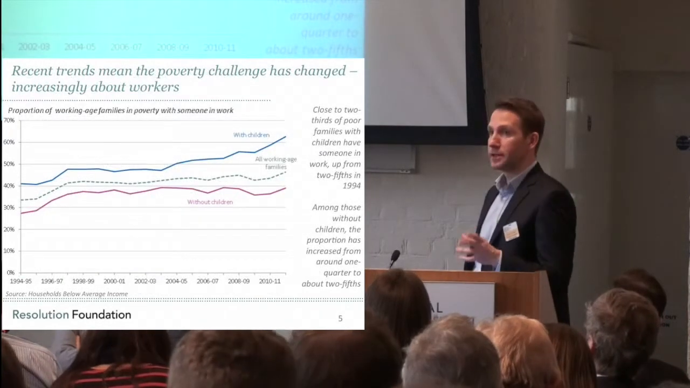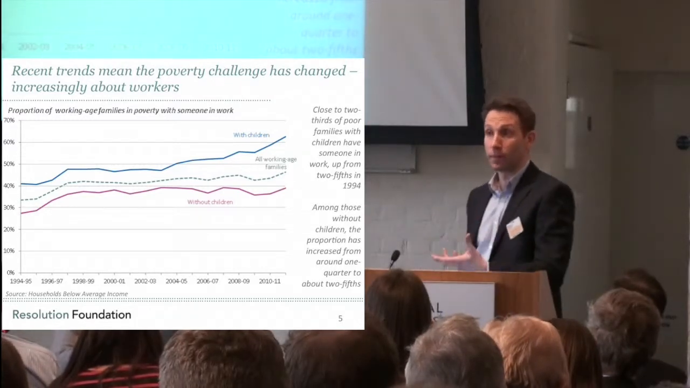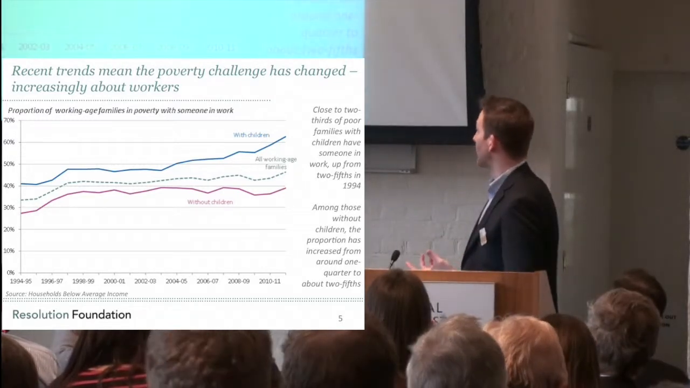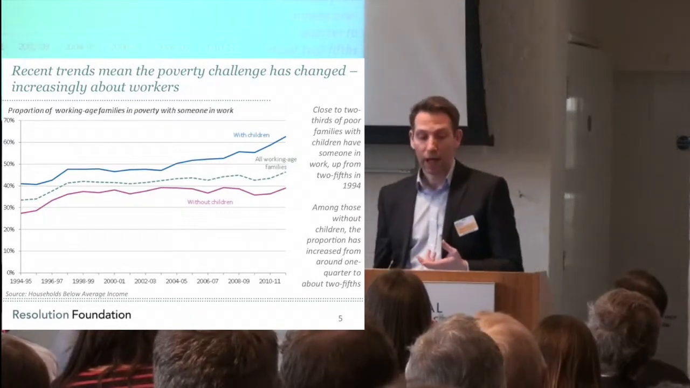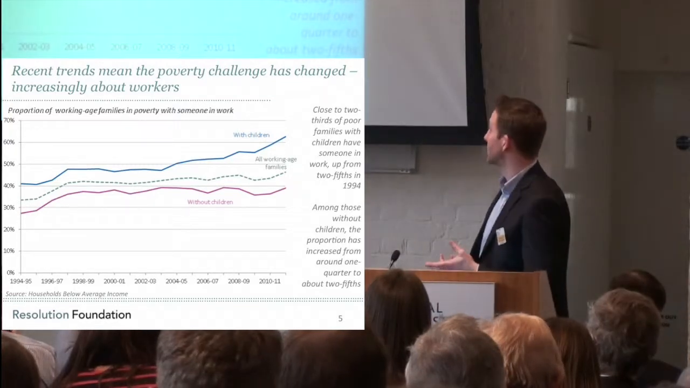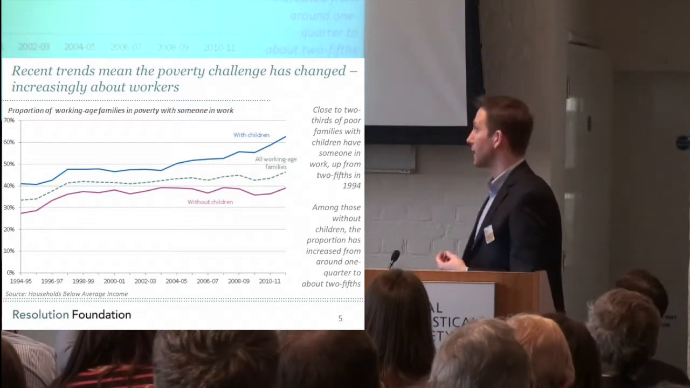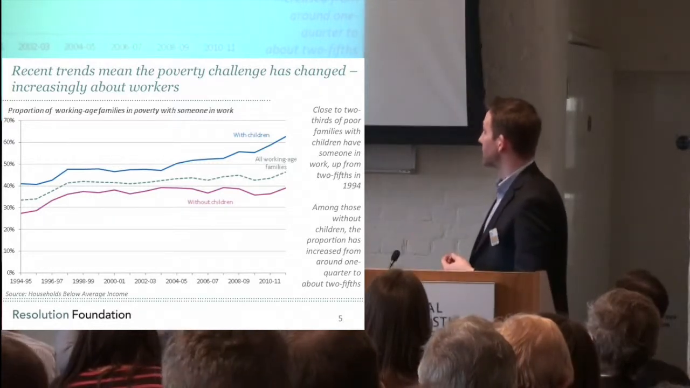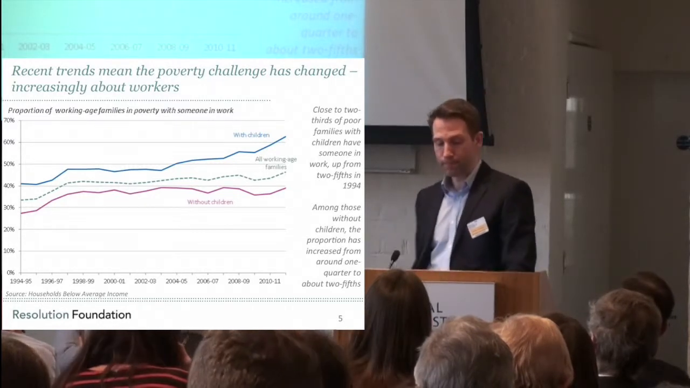But I think what's common to both of those descriptions is that there has been a growth in the importance of in-work poverty. Here our blue line is for those with children who are in poverty, and the proportion who are in work has risen from around 40% in the mid-90s to close to two-thirds today. So it's much more about people being in work now than it used to be. And even for the group without children, although it's a lower proportion, again we see an increase in that trend over time.